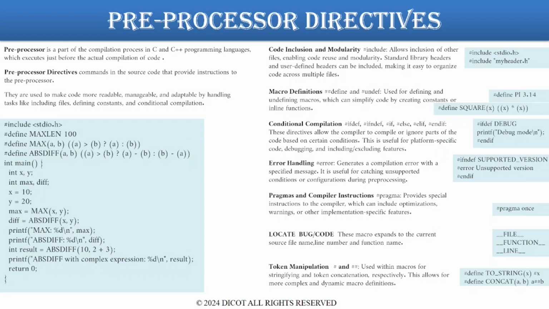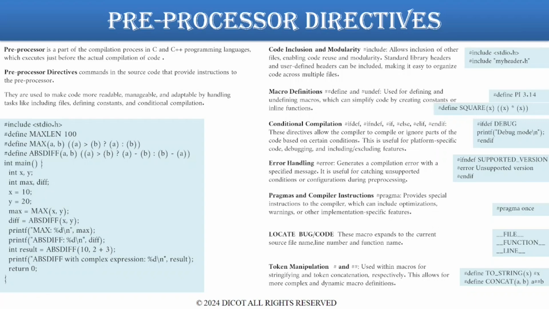Now let's consider the main function. Here, variables x and y have been initialized to values 10 and 20 respectively. When the macro MAX(x, y) is invoked, x is replaced by 10 and y is replaced by 20. Since 10 greater than 20 is false, the macro evaluates to 20, which is stored in the variable max.